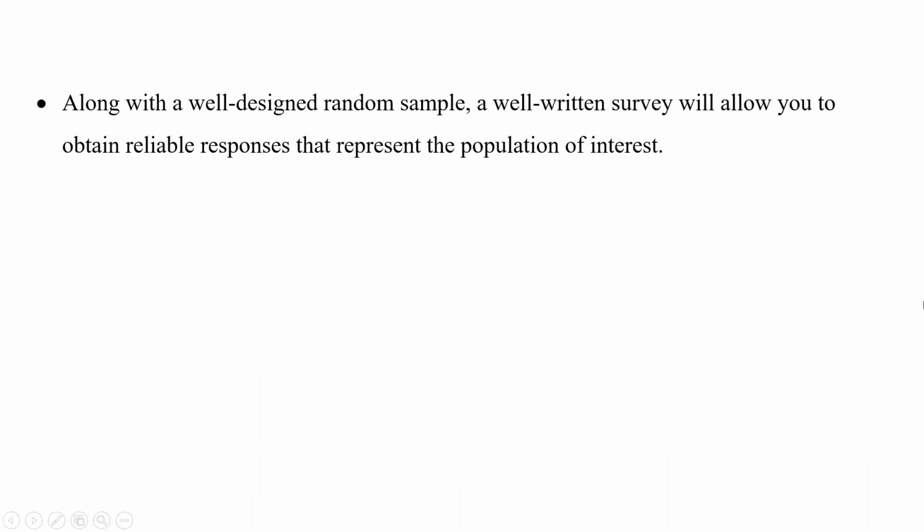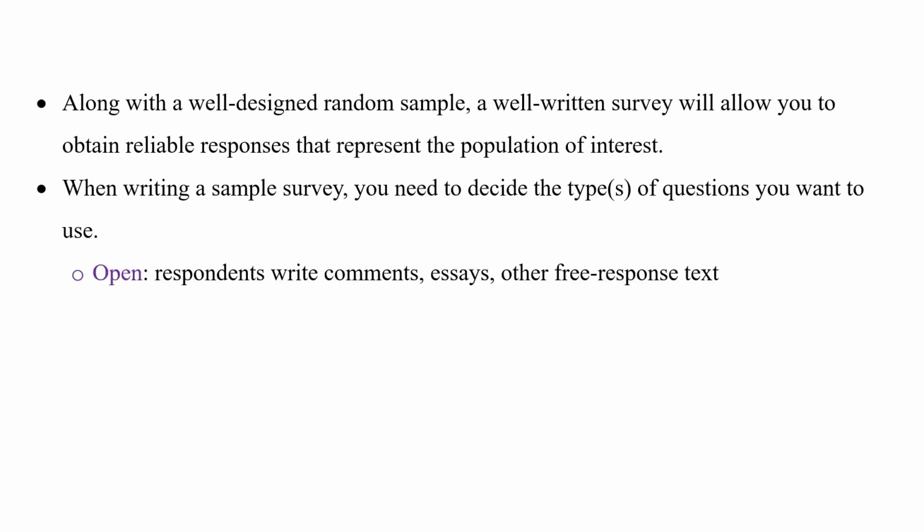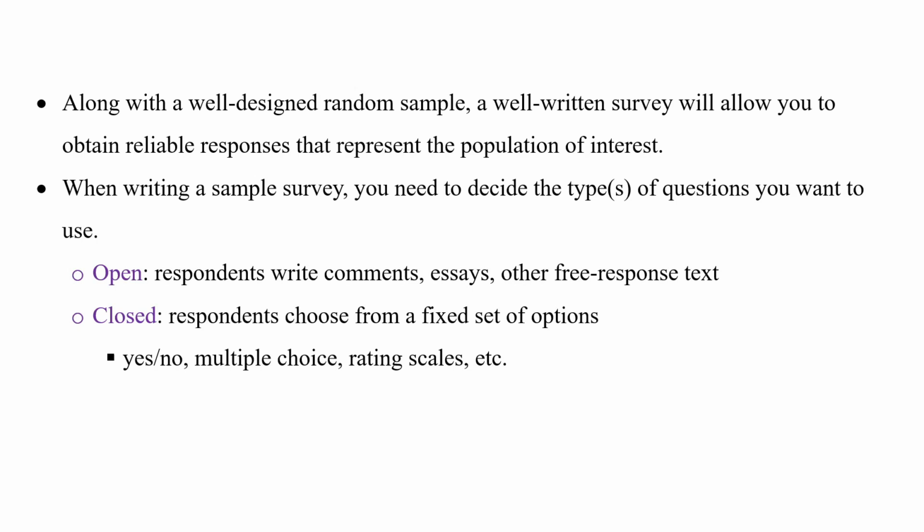Okay. So along with a well-designed random sample, which will help eliminate bias, a well-written survey will also allow us to make sure we obtain reliable responses that actually represent the population that we're interested in. So when you write a sample survey, you will need to decide what types of questions you want to use and then how to word those questions. So there's two types of questions you can ask. You can ask an open-ended question or a closed-ended question.